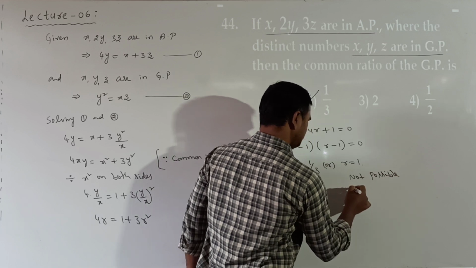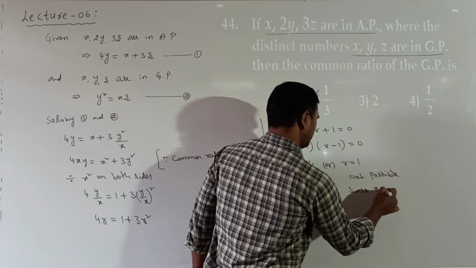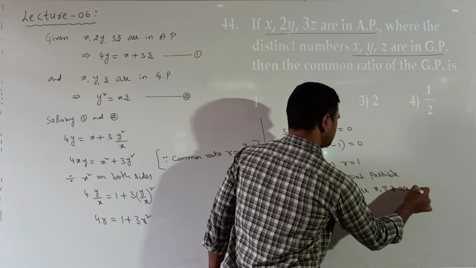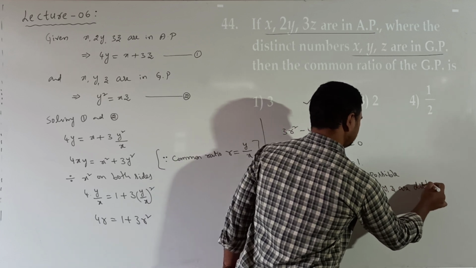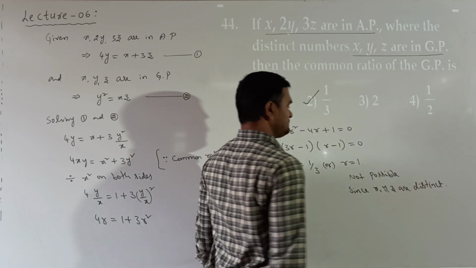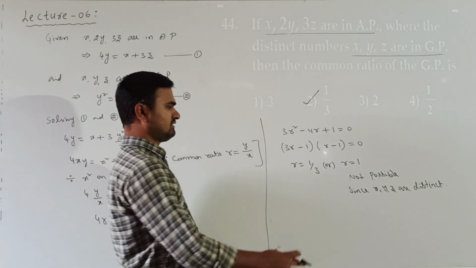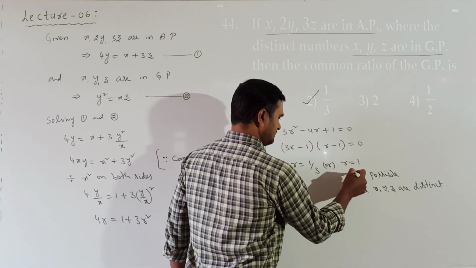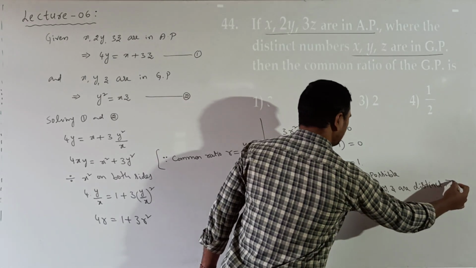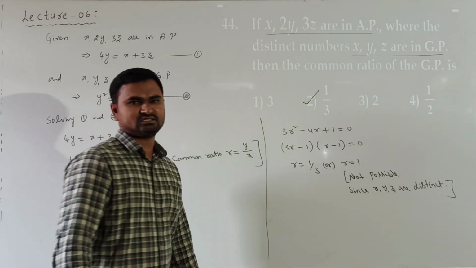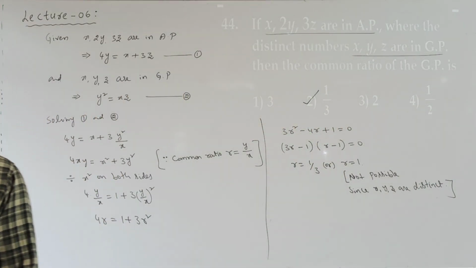What is the reason? x, y, z are distinct. So when will they be distinct? Only when r cannot be 1. So don't take r equal to 1. The only possibility is r equal to 1 by 3.